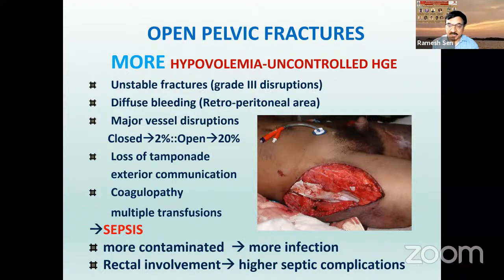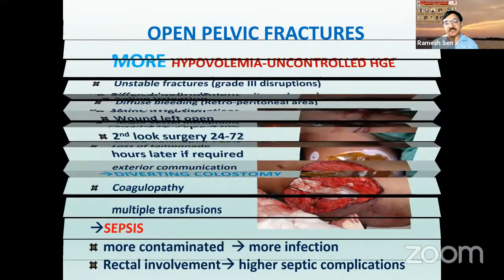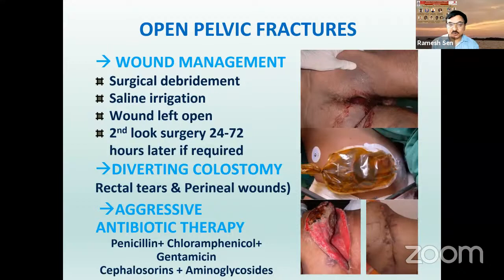They will have a lot of bleeding. Due to their significant severity, they may have a lot of vessel disruption, there is no tamponade, and because they will need a lot of blood, there could be coagulopathy. And with the fracture being open, there is more contamination and rectal involvement, so more septic issues can develop in these patients. And what is to be done? Definitely wound management, along with whatever the pelvic management is to be done.